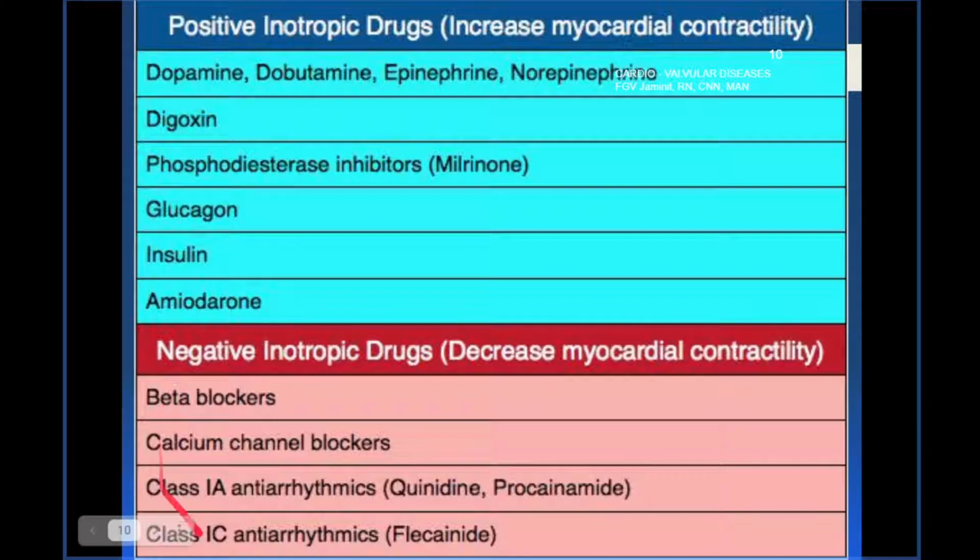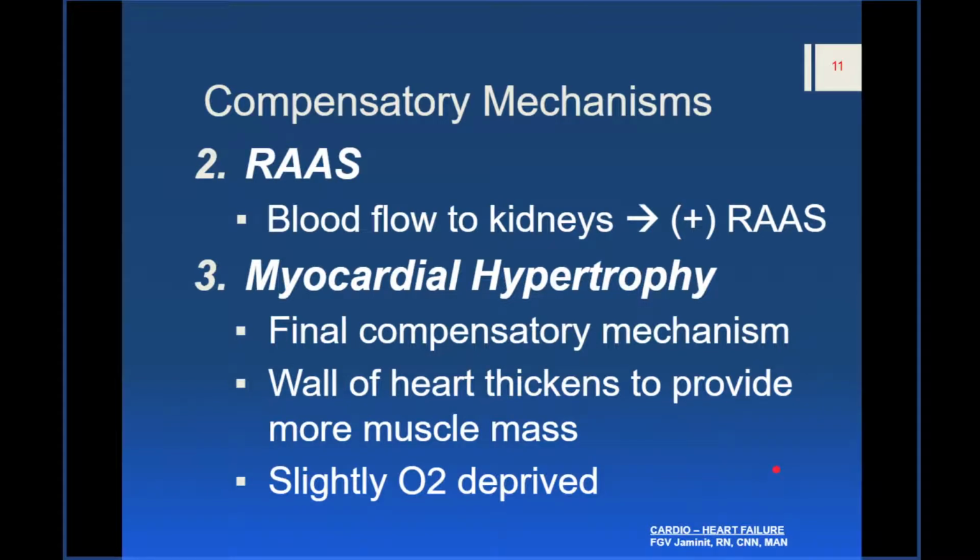Class 1A antiarrhythmics like quinidine and procainamide, and Class 1C antiarrhythmics such as your flecainide.